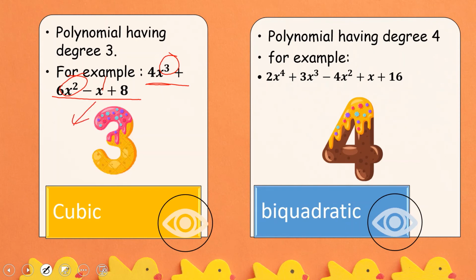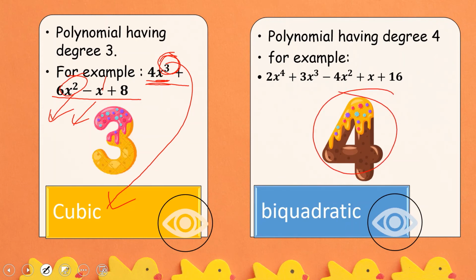x becomes a linear polynomial. 6x square is quadratic with degree 2, and 4x cube, having exponent 3, is called a cubic polynomial. Moving forward, biquadratic. Biquadratic is nothing but having degree 4. A polynomial having degree 4 is called biquadratic. For example, 2x power 4 plus 3x cube minus 4x square plus x plus 16. You have this expression in which the highest degree is 4. So this is known as biquadratic.